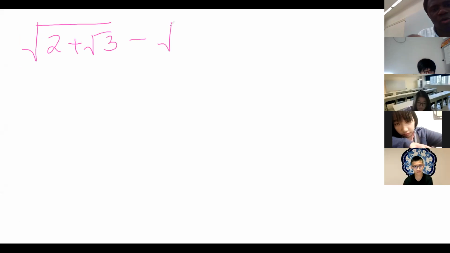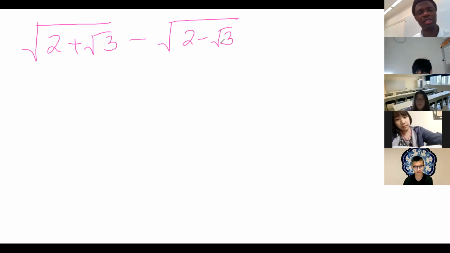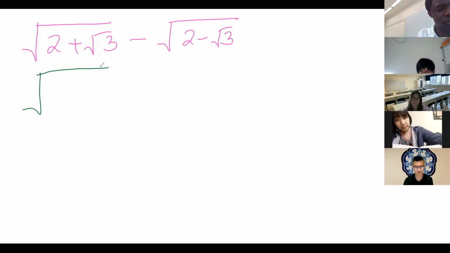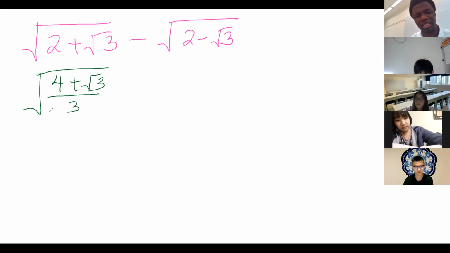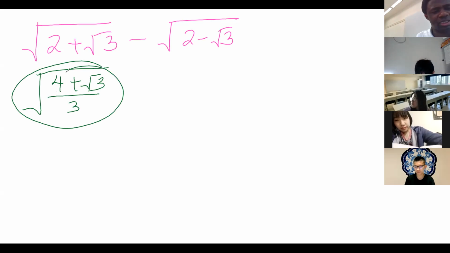I asked you to do the square root of 2 plus root 3, minus the square root of 2 minus root 3, in the exact form without a calculator. And I saw something like the square root of, I don't know, maybe 4 plus square root of 3 divided by something like that. Somebody did something like this. And I wonder, how did you get this?